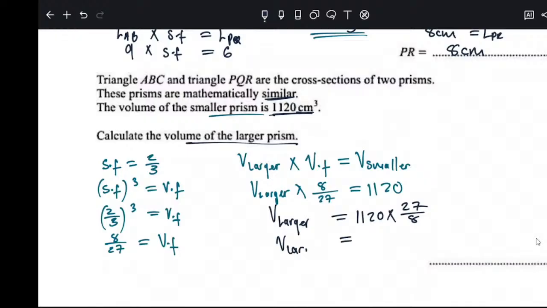Can somebody tell me how you get volume of the larger? Say 1120 times 27. Then you say divided by 8. What do you get? Say it. 1120 times 27, then divided by 8. Tell me what you get. 3,780 cubic centimeters. Are we together, everybody?